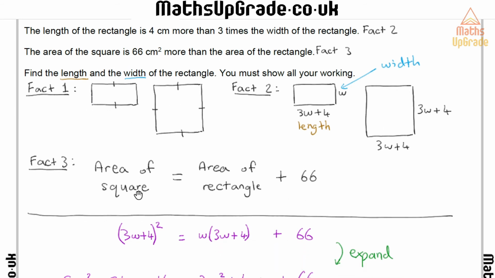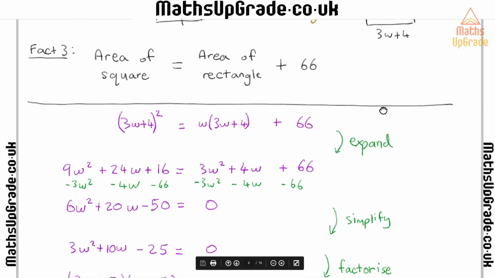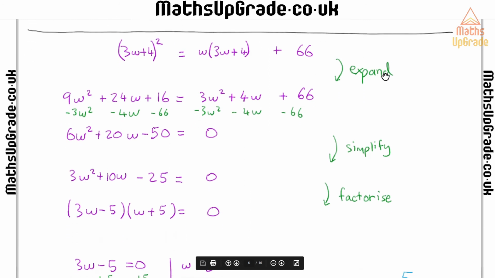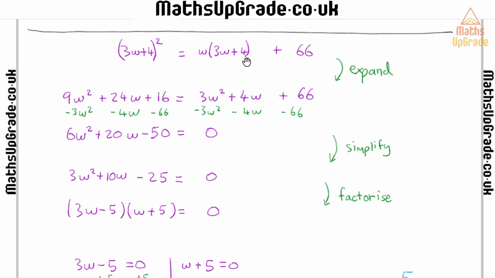So fact 3 says the area of the square. The square is side 3w plus 4, so the area is going to be 3w plus 4 squared, is equal to the area of the rectangle. The area of the rectangle is length times width, so w times 3w plus 4, plus 66. So if I expand the left hand side of this equation, expanding the double brackets, I'll get this expression here. And then if I expand this single bracket, I get this expression here, plus 66.